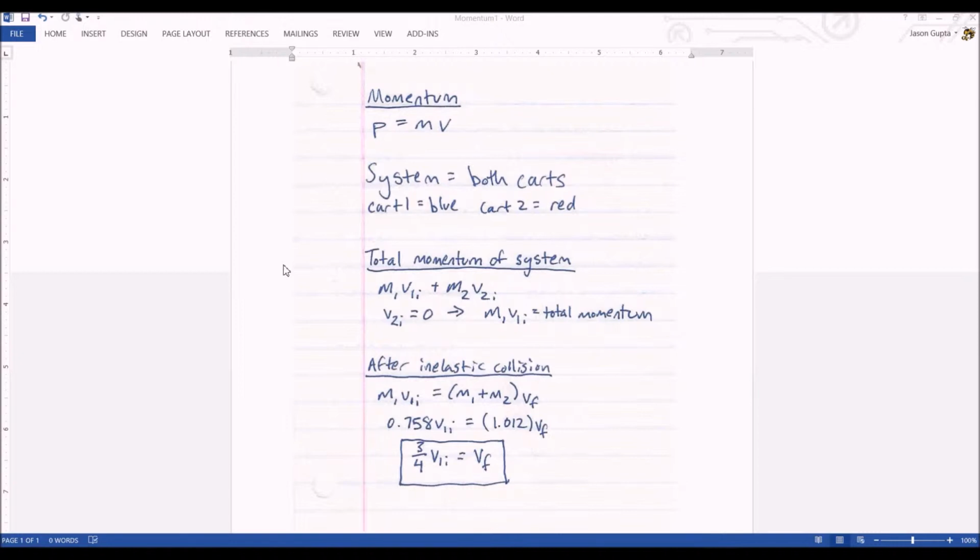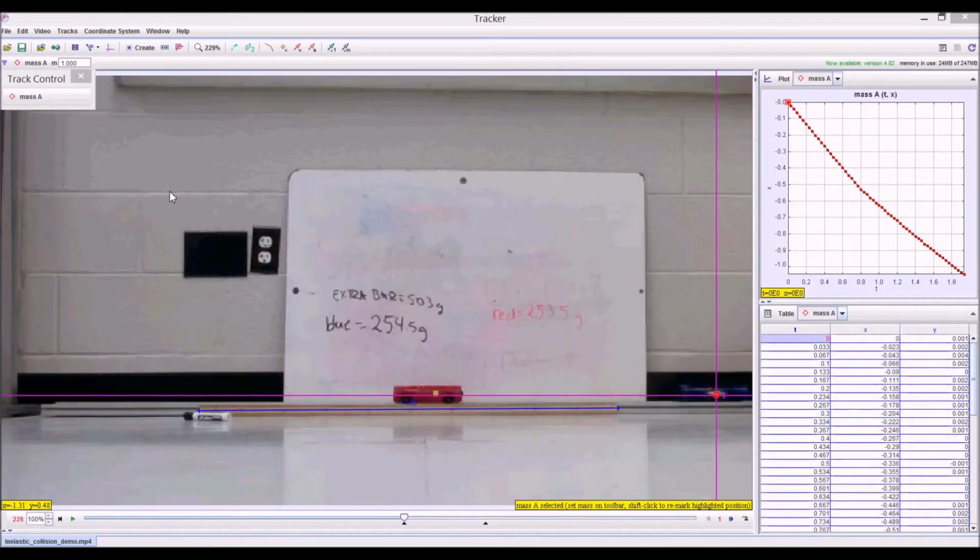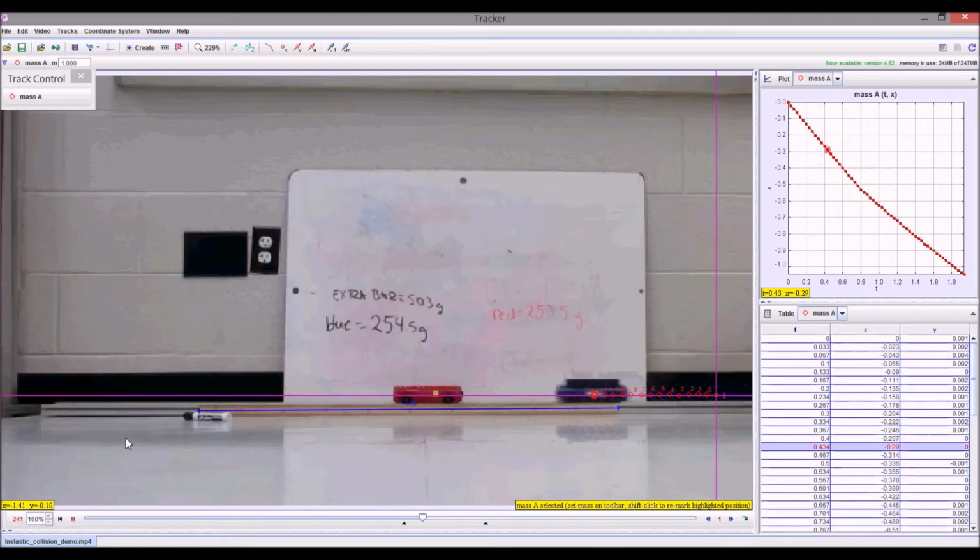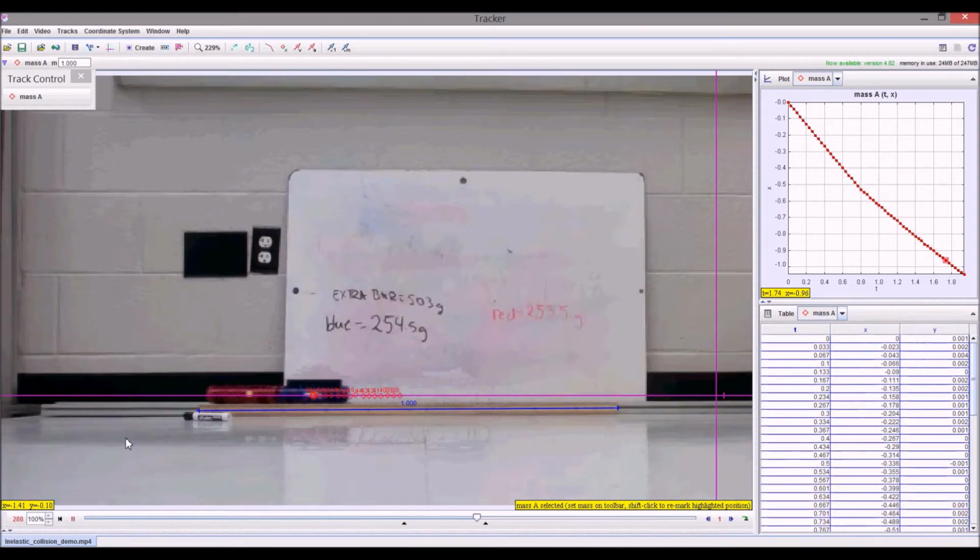Now, let's measure the velocities to determine if momentum is conserved. Using Tracker, I have observed the position of the blue cart over time. Let's watch the video. Using markers, I track the position, and we can use these position and time points to find the two average velocities, one before and one after the collision.